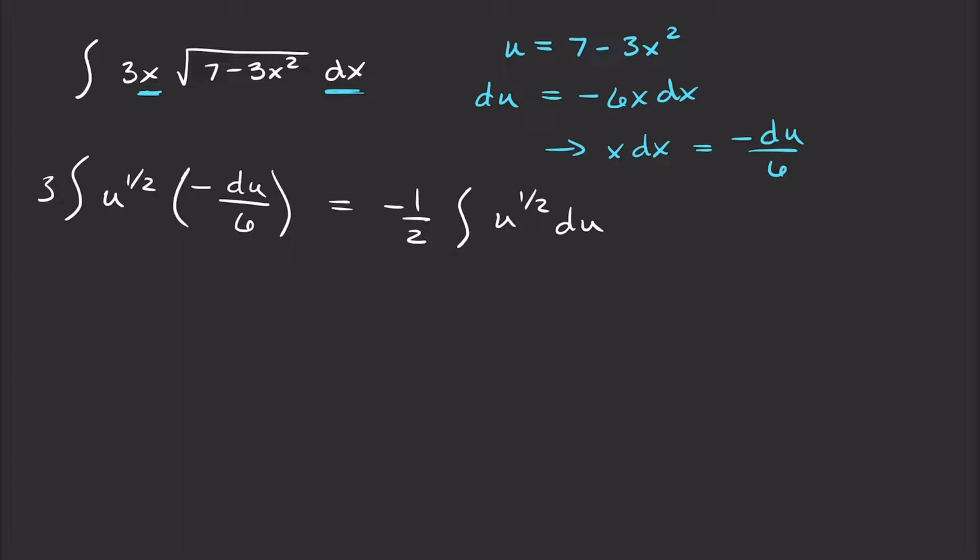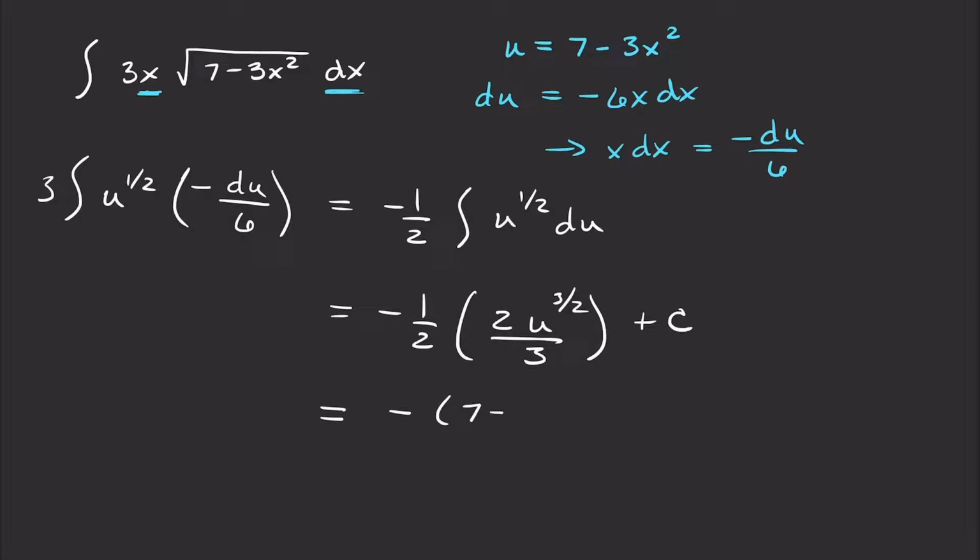So now we're ready to use our rules. So I'll write this as minus 1/2, and then we'll increase our exponent to 3/2 and divide by that, but that's the same as multiplying by 2/3. Add our constant, and then we just need to plug in. So our 2's here are going to cancel, and we'll get minus 7 minus 3x squared raised to the 3/2 power all over 3 plus c.